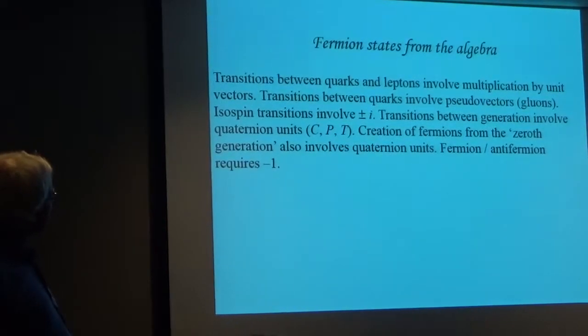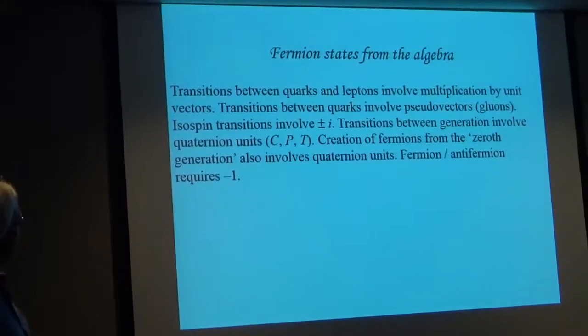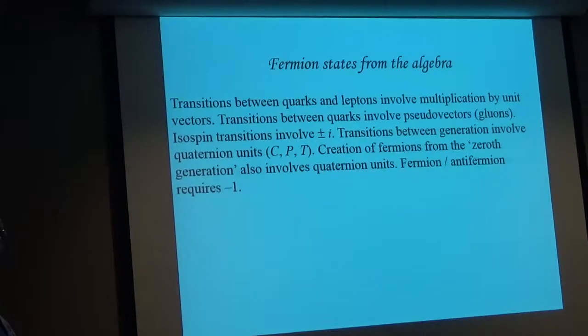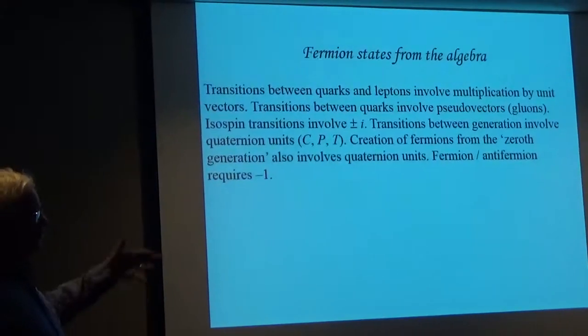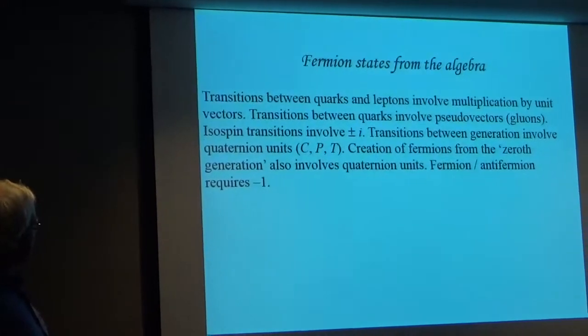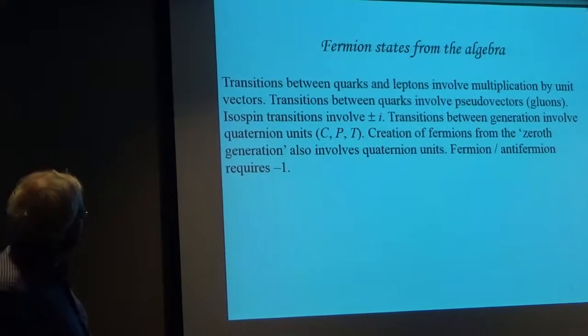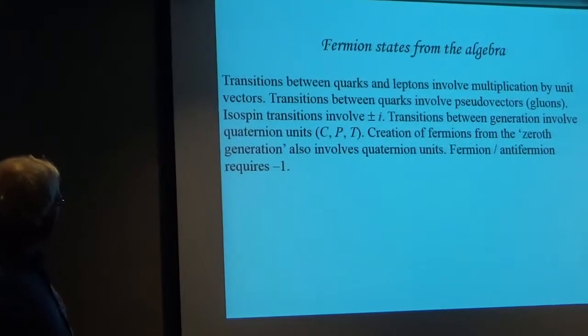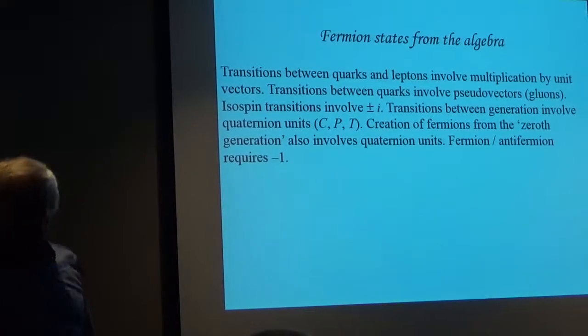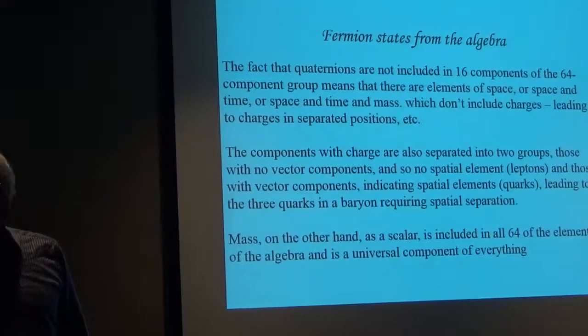Yeah, I'm just saying what the transitions involve, that's quite interesting as well. Because transitions between quarks involve pseudo-vectors, just as the gluons do. Isospin plus or minus, transitions between generations involve quaternions. Creations of fermions from the 0th generation also involve quaternion units.